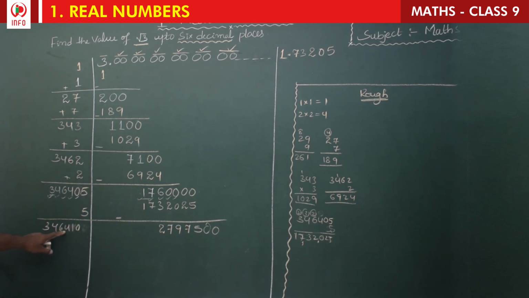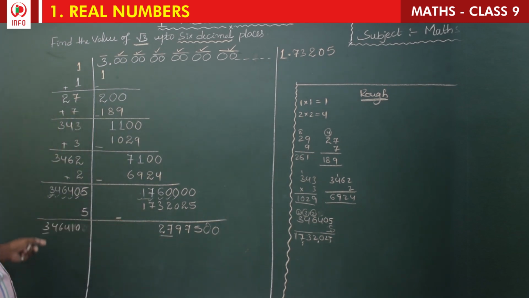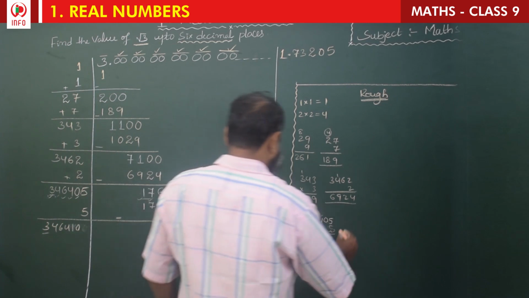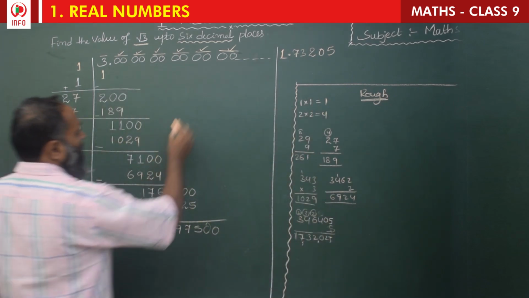So it is 3,46,410. Now in the 3 table when you will get 27. 9 9s are 27, means 8s we should take. So 8s are, here 8 and here 8.